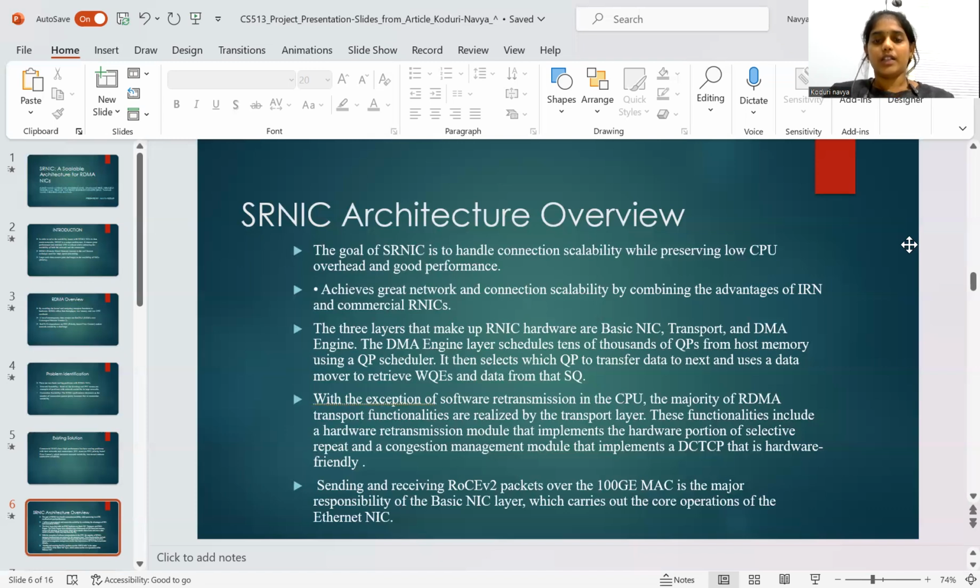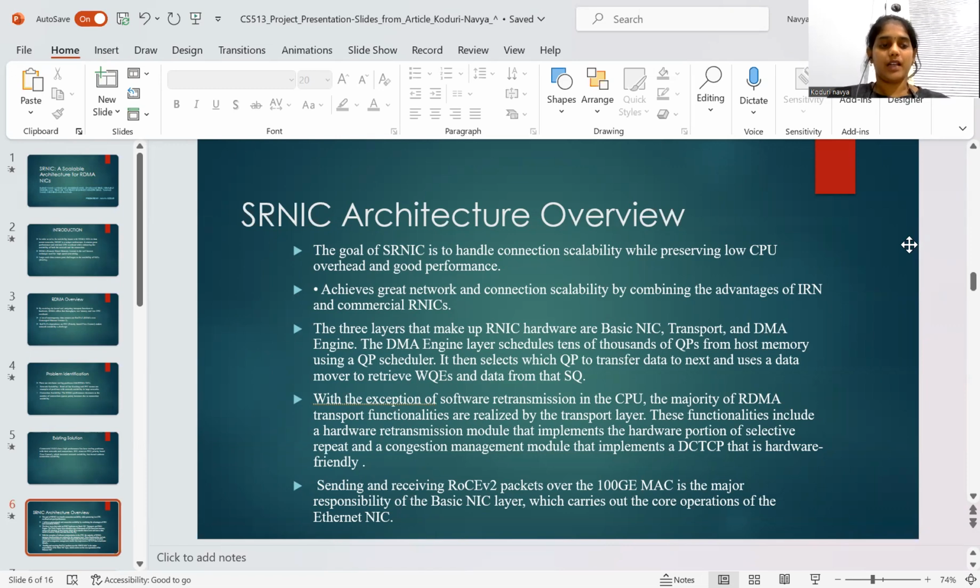The functionalities also include a hardware retransmission module that implements the hardware portion of selective repeat and congestion management, and also implements DCTCP, which is hardware friendly. And the major part is sending and receiving RoCE v2, that is version 2 packets over 100 GMAC, which is the major responsibility of the basic NIC layer, which carries the core operations of Ethernet NICs. This is the working architecture of SRNIC.